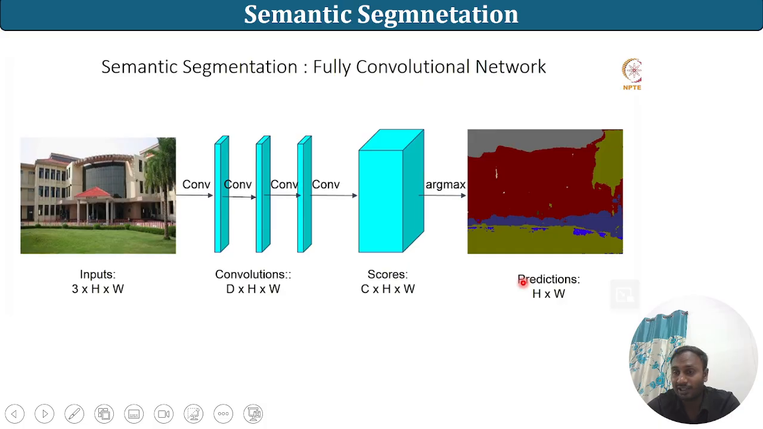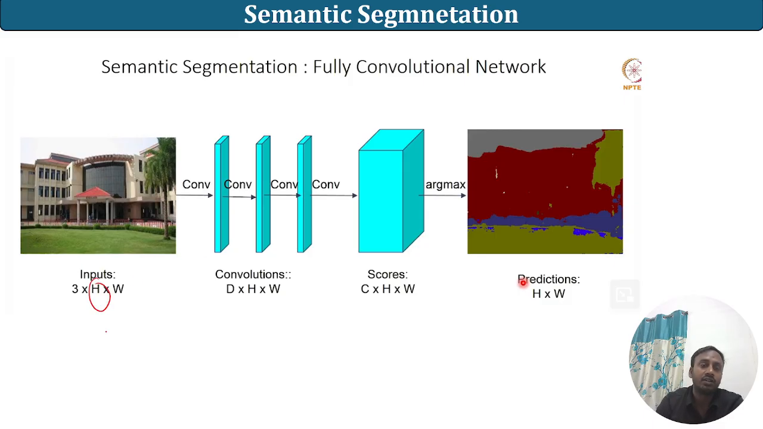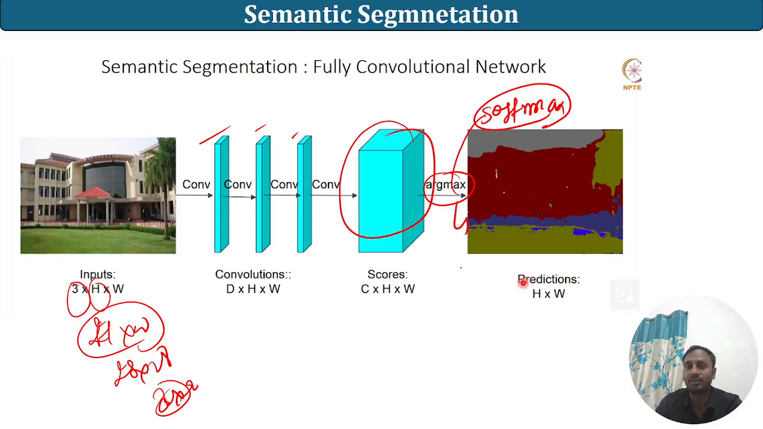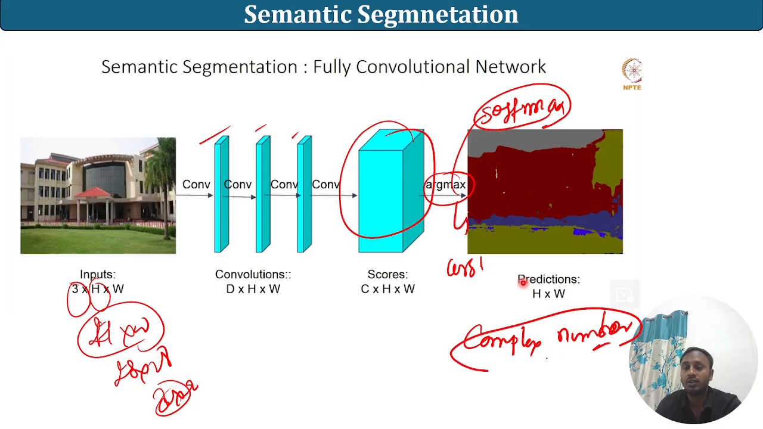Let me give one picture to show how things will look. It's the input with its height and width, maybe 28 by 28 or 32 by 32 pixels, and then the three channels. Then convolutions 1, 2, 3, again scores will be there. Then argmax, instead of softmax here, we're going to use argmax. Argmax is something where, whatever the value is, we take the argument of the maximum. If you have studied complex numbers, argmax means we take the maximum of that.